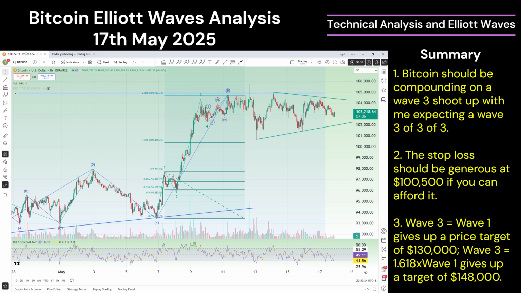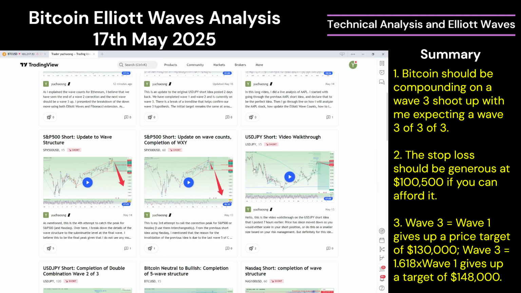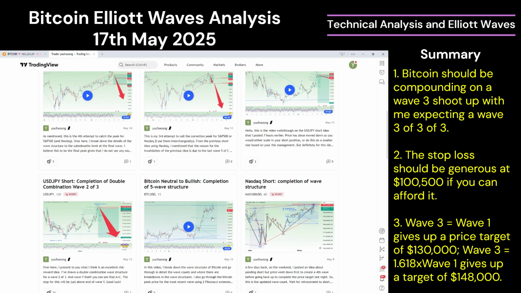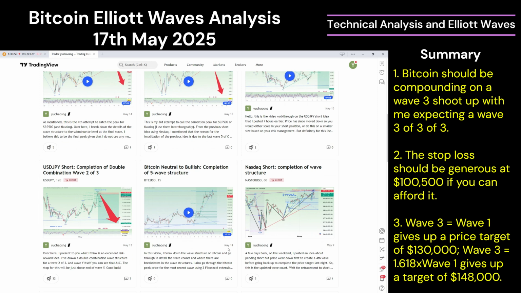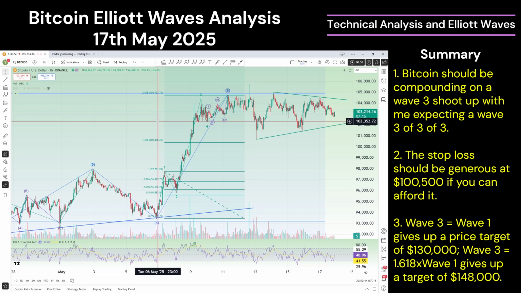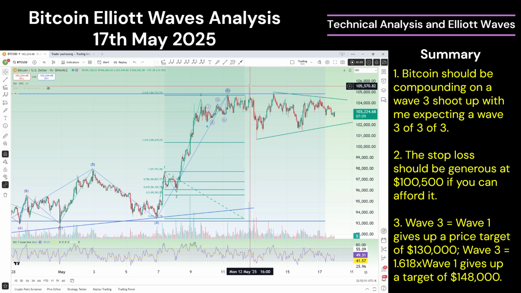So for me, Bitcoin is the wave itself is not that clear, right? And also on the 11th of May, right? I call for a Bitcoin neutral to bullish, right? It in itself is a neutral idea, right? You see, there's no long or short; it's a neutral idea. Okay. Now, what happened since then, right? This is the 11th of May, right? Is that you see that Bitcoin did make a new high, right?